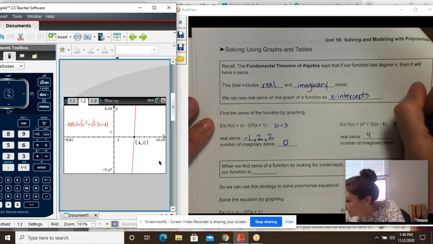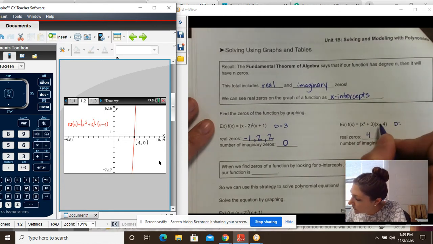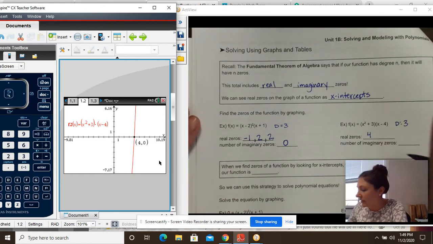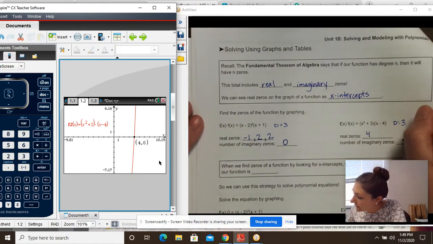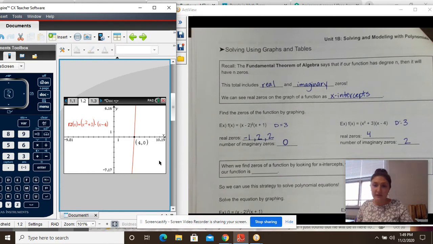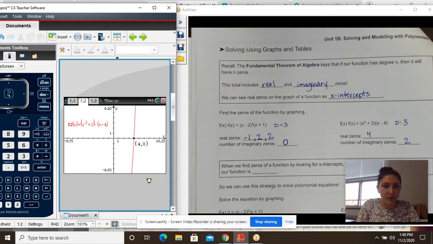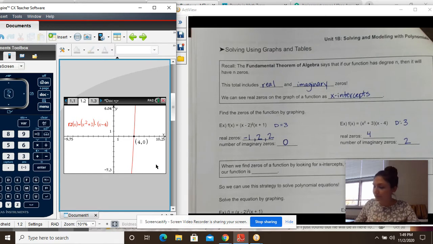Now, my degree for this function would be 3. So that means I'm going to have some imaginary zeros here. If I've got one real zero, that means I must have 2 imaginary zeros. And actually, if we take a look at the graph down here, we'll talk more about this in a few minutes, but notice that I've got sort of crazy stuff happening on my graph away from the x-axis. We'll talk more about that a little bit later.